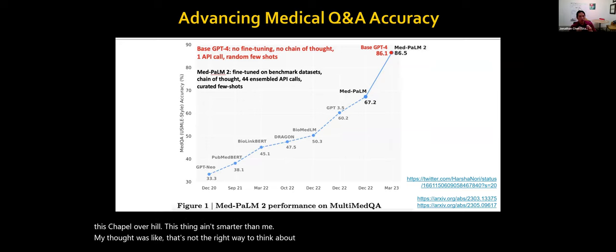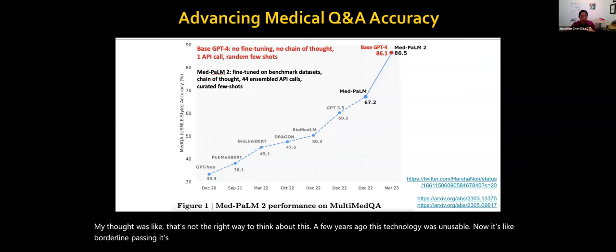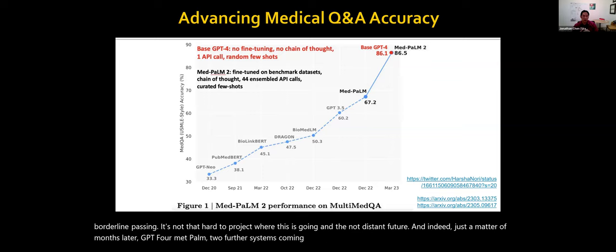A few years ago, this technology was unusable. Now it's borderline passing. It's not that hard to project where this is going in the not distant future. And indeed, just a matter of months later, GPT-4, MedPalm 2, and further systems are coming out that can handily pass a medical license exam on its own.